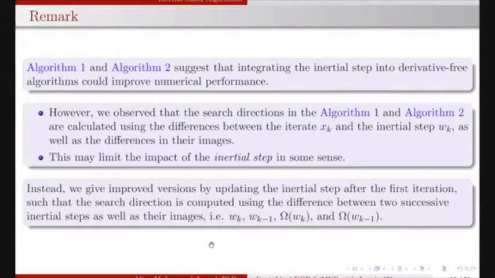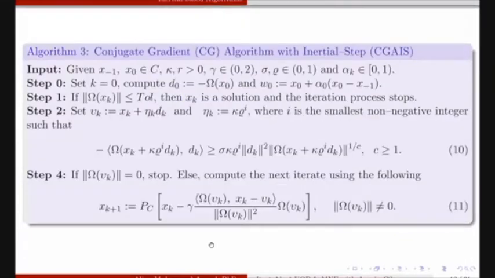The difference is that the previous work has to do with xk minus wk, while in this one we don't need that. In every iteration we have 2 inertial steps. Those 2 inertial steps will be used to compute the search direction, and we give our algorithm as follows. The new work we have here is algorithm 3. In algorithm 3, we have the conjugate gradient algorithm with inertial step, shortened as CGAIS.